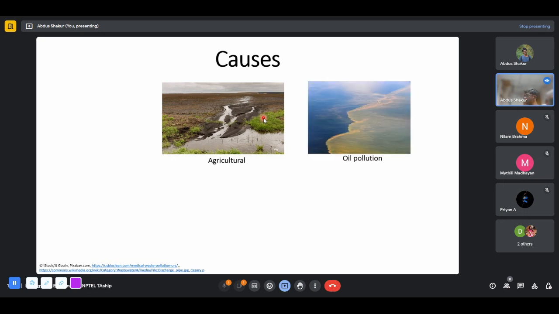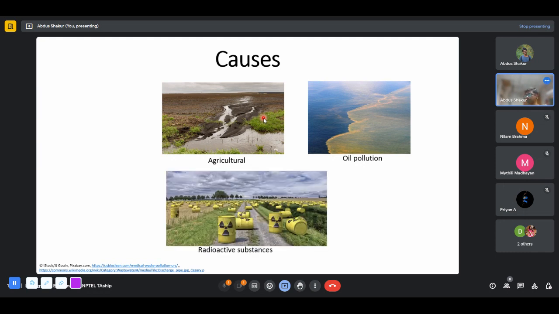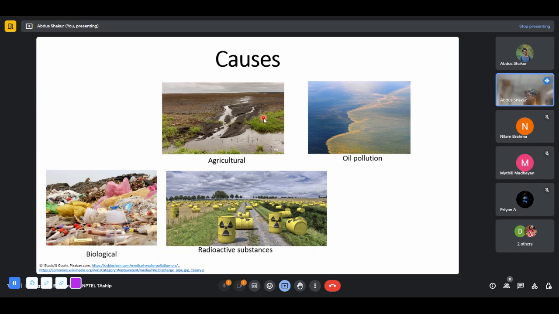And then we have oil pollution, where huge amounts of oil are put back into the environment due to some disasters or intentional purposes. It can be radioactive substances that are dispersed, or radioactive pollution. You have biological material that can cause water pollution. Let's try to understand what is biological material. All the medical waste that goes from hospitals, if you are aware of it, belongs to the category of biological.